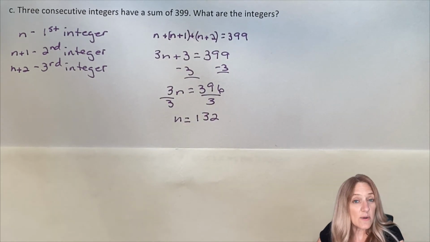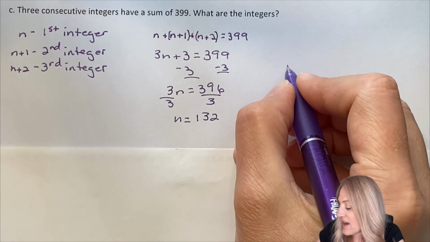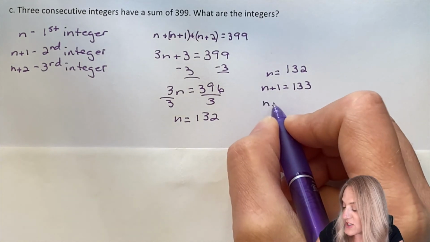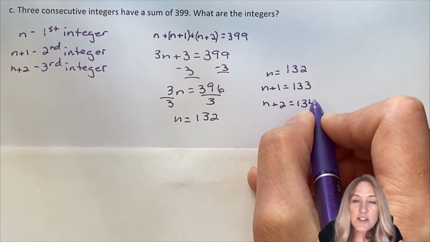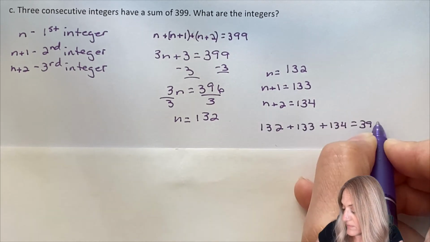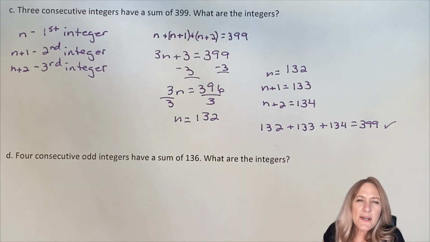We haven't finished answering the question though, because it says what are the integers. So if n is 132, n plus 1 equals 133, and n plus 2 equals 134. I should always do a little quick check. Does that add to 399? Yes.